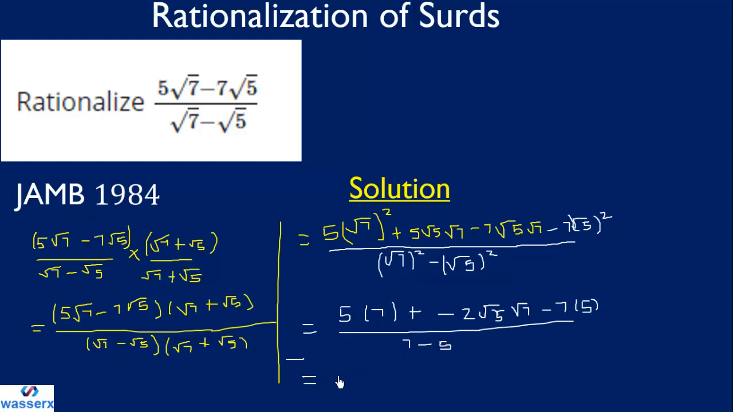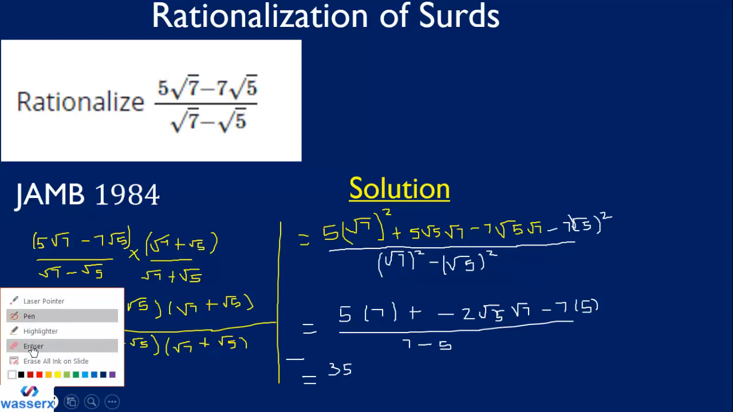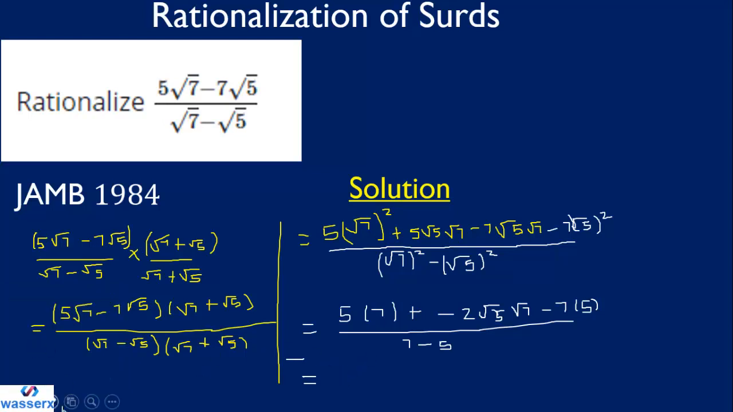Now we simplify further. So this will give us 35. I think this and this are the same, so they will cancel out. So let's do it that way. Now this will cancel this, so we are left with negative 2 root 35 all over 2, and this will give us negative root 35.